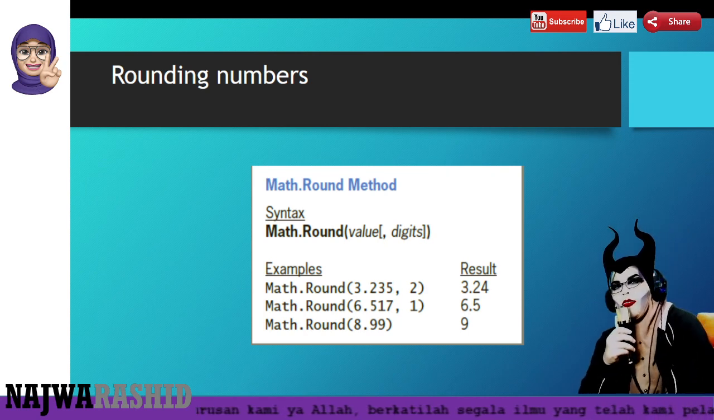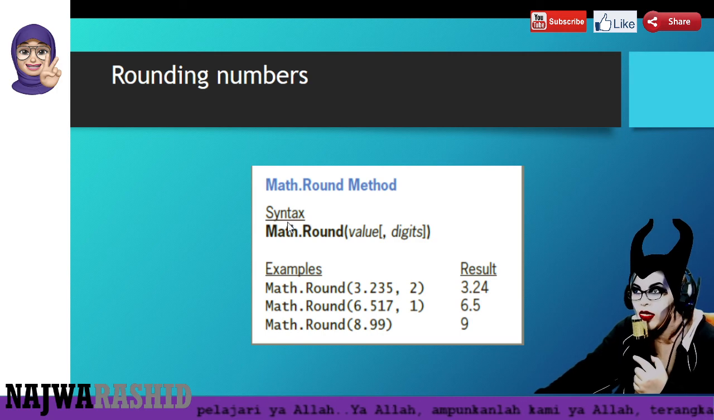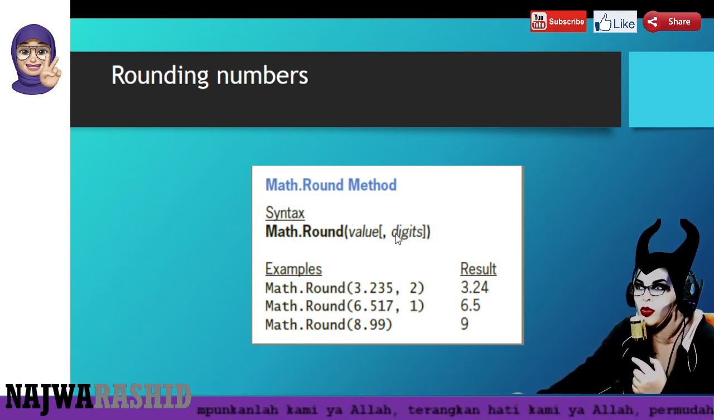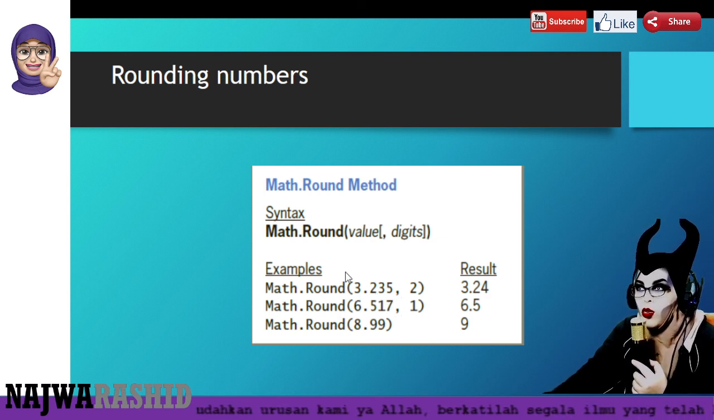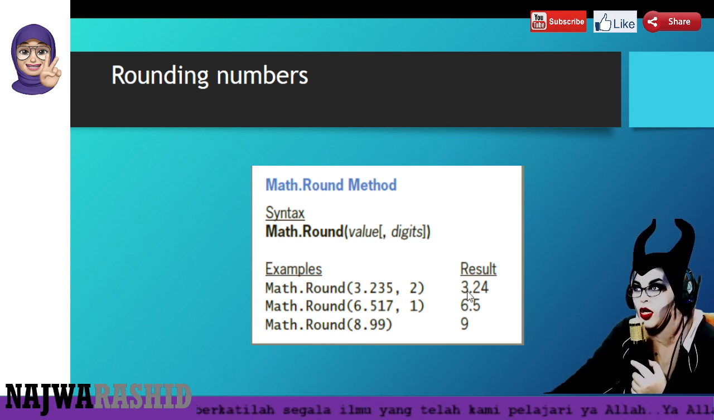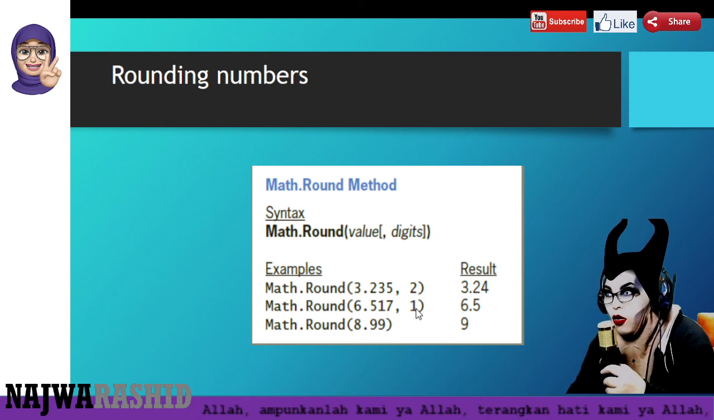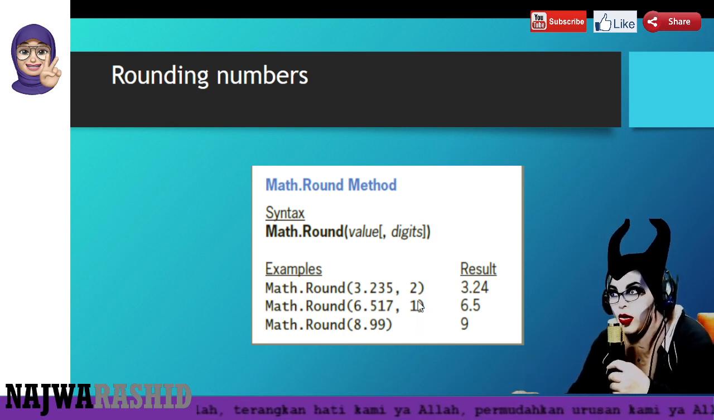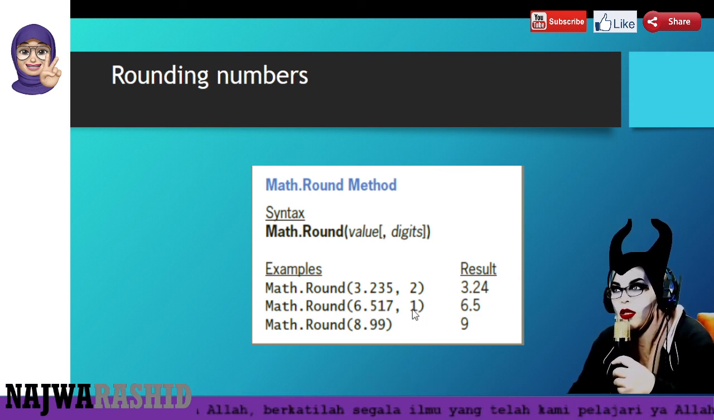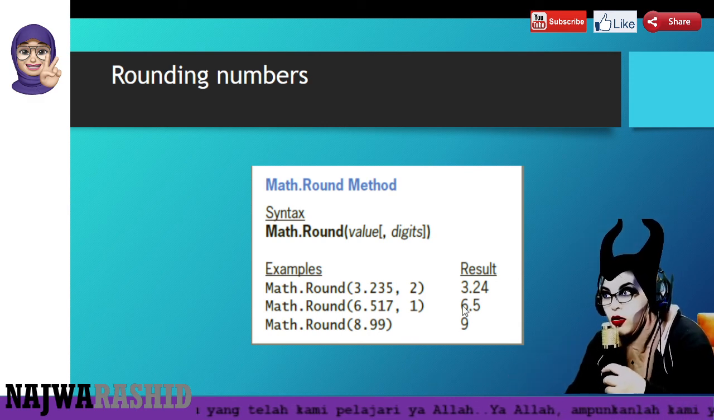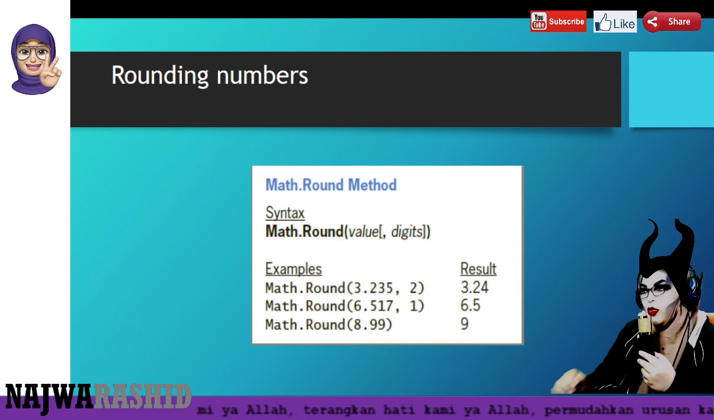Okay, the next part is rounding numbers. We can round numbers in Visual Basic programming using the Math.Round method. The syntax here is Math.Round followed by brackets, the value, and the digits that you want to round your number to. For example, we have Math.Round(3.235, 2). So we want to round to 2 decimal places. It becomes 3.24. Next, we have Math.Round(6.517, 1). So we want to round this number to 1 decimal place. It becomes 6.5. And the third example, Math.Round(8.99) without the digit here. That means we want to make it an integer. So it becomes 9. So basically this is the method that we can use to round numbers in Visual Basic programming.